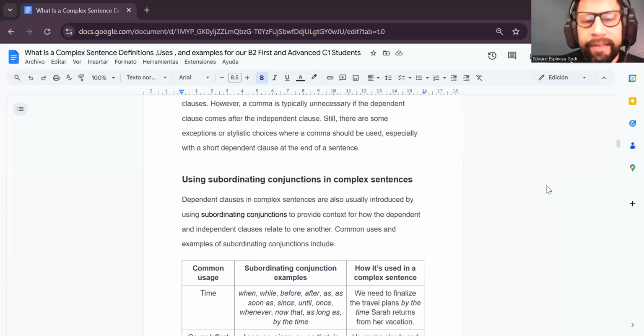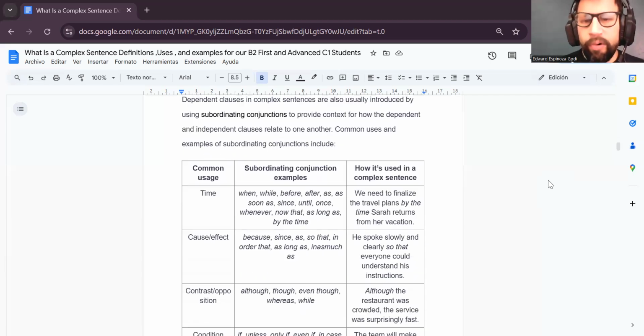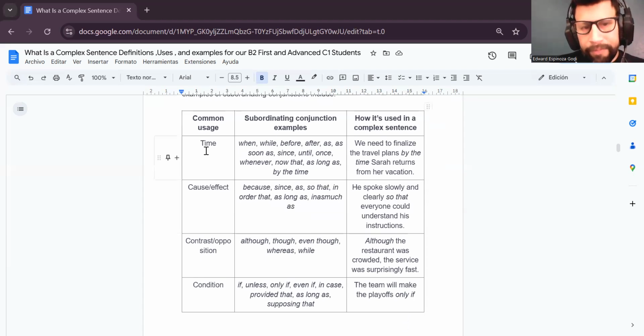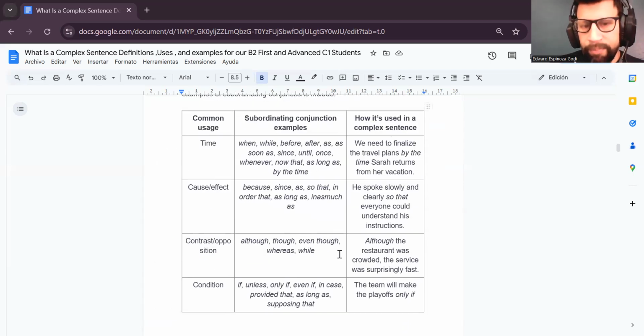Using subordinating conjunctions in complex sentences. Dependent clauses in complex sentences are usually introduced by using subordinating conjunctions, in other words, connectors, linkers, to provide context for how the dependent and independent clauses relate to one another. Common uses and examples of subordinating conjunctions include time, cause and effect, contrast and opposition, and condition. Here are some examples you've probably seen before and you probably used.